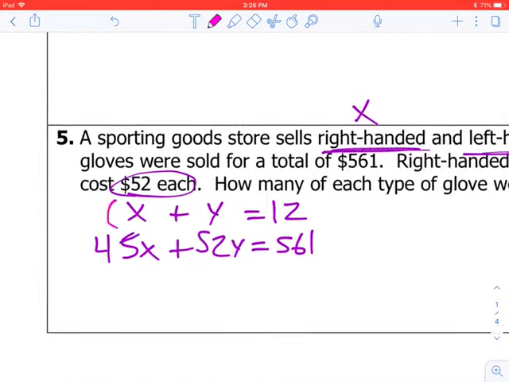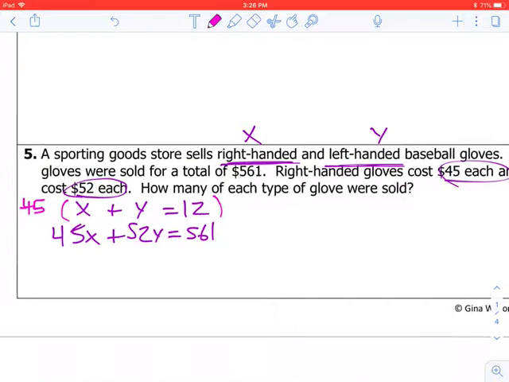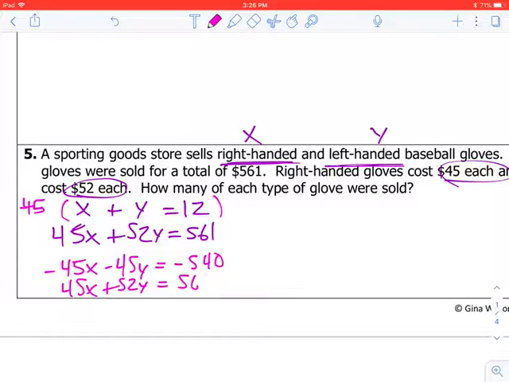And now I need to multiply once again. So what's going to cancel? I could do negative 45 or negative 52. So that's going to be negative 45x, negative 45y equals negative 540. And then the bottom one doesn't change. And so when I combine, the x's cancel like I wanted. 7y equals 21. And I divide by 7 to get y equals 3.